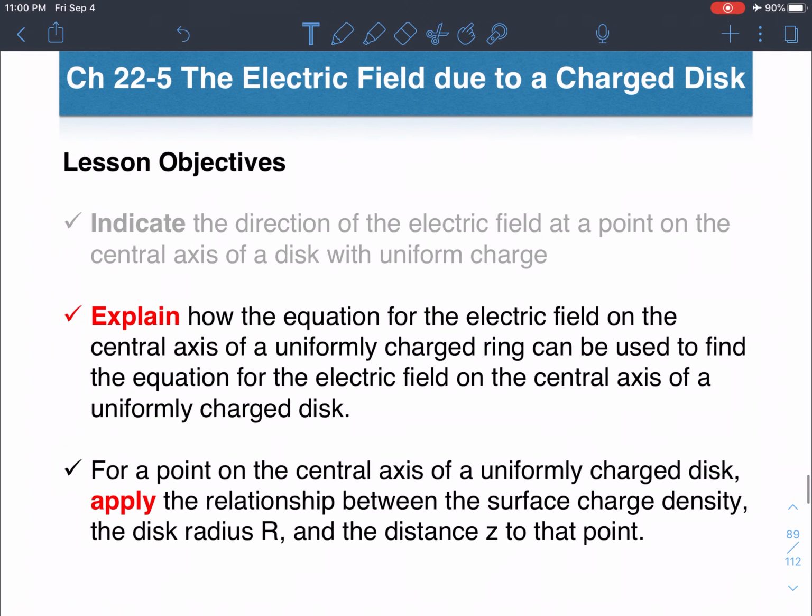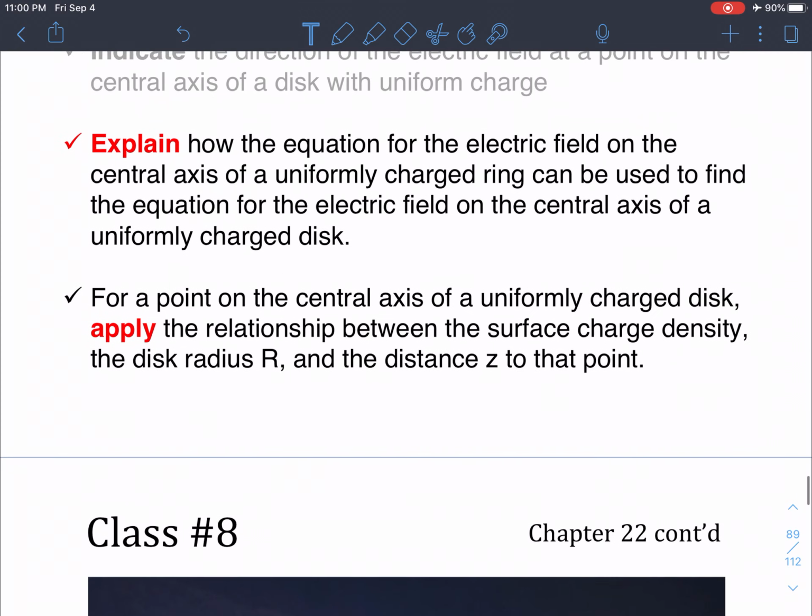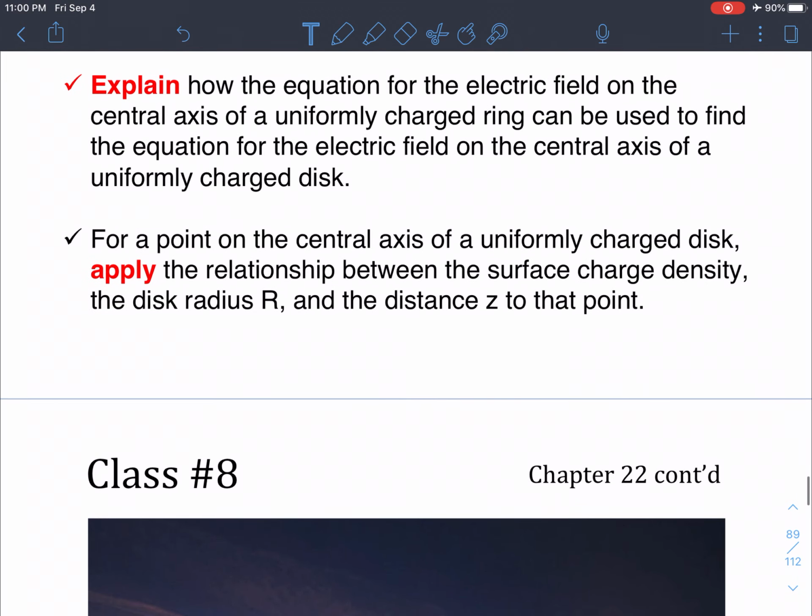So far we explained how the equation for the electric field on the central axis of a uniformly charged ring can be used to find the equation for the electric field on the central axis of a uniformly charged disk. So we didn't repeat what we did before. And for a point on the central axis of a uniformly charged disk, we apply the relationship between the surface charge density and the disk radius r and the distance z to the point. So we got that equation.